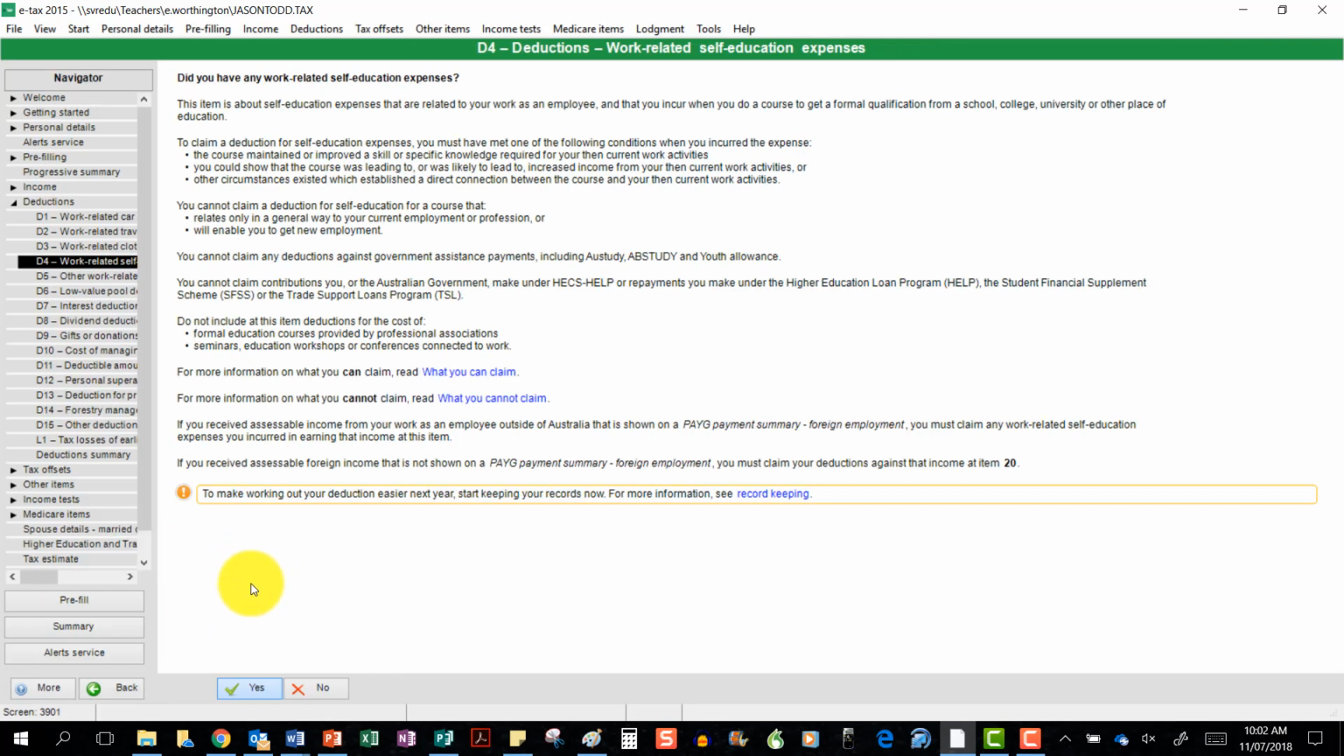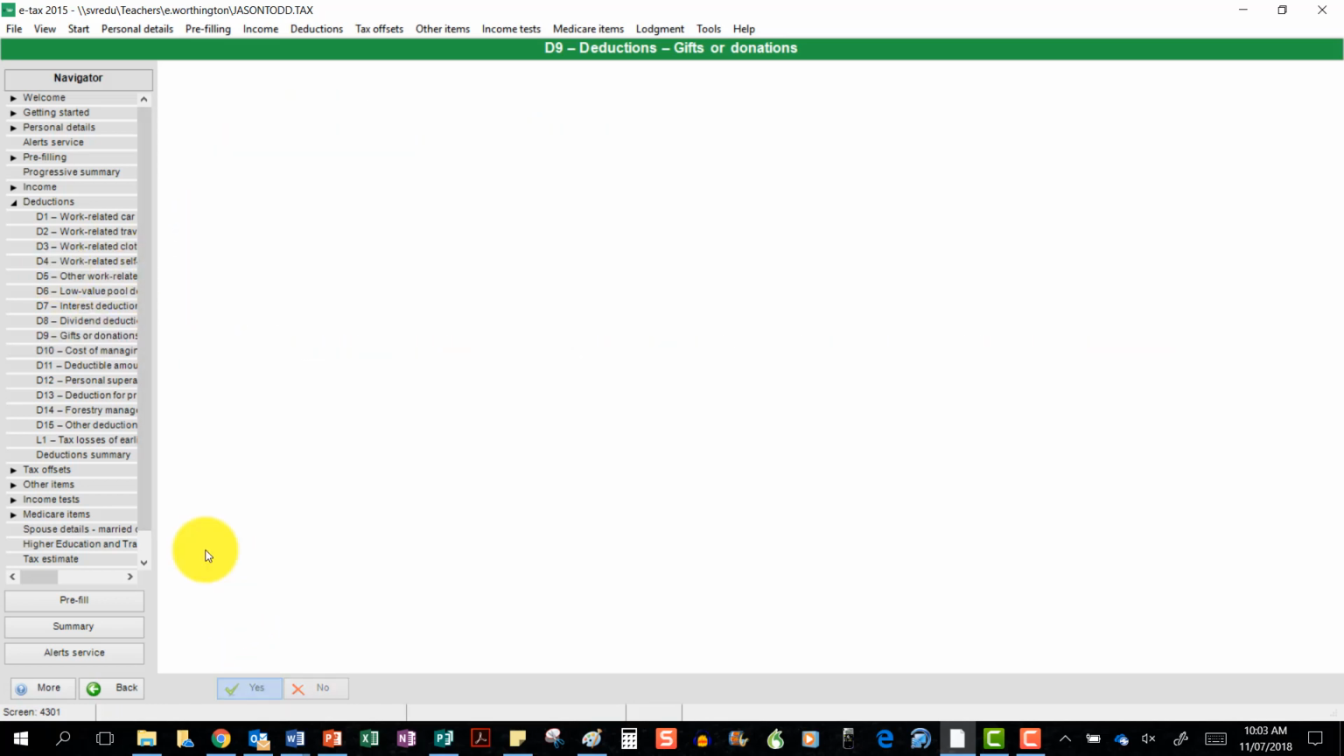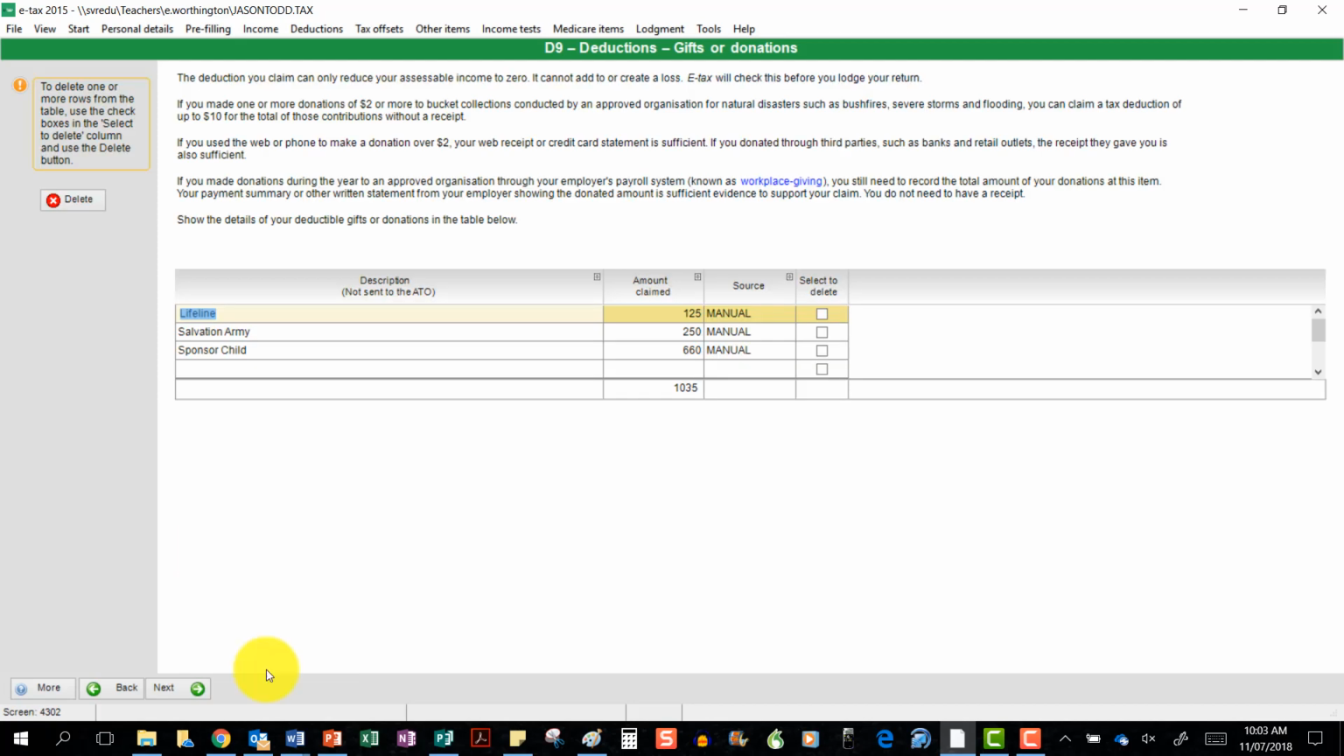Moving on, was there any other deductions that he could make? So yes, we know that he made some donations and had a sponsor child. So we move straight down to D9, gifts or donations, because there was nothing else. So going in here, did he make some gifts and donations? Yes. So put these in.